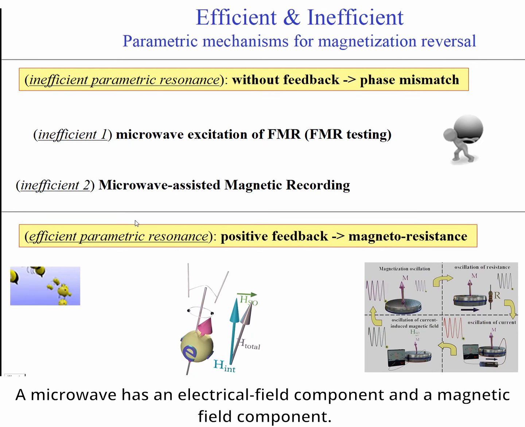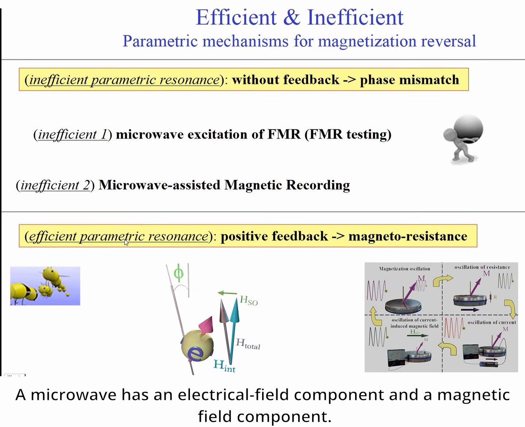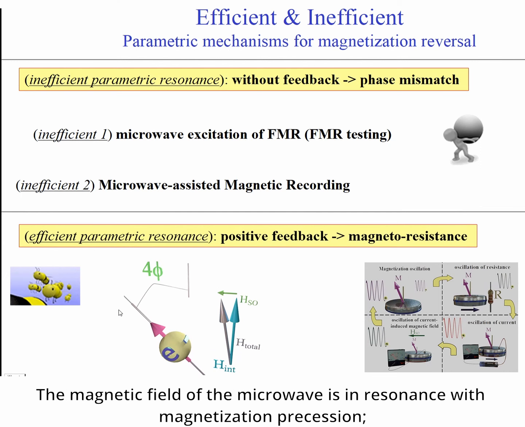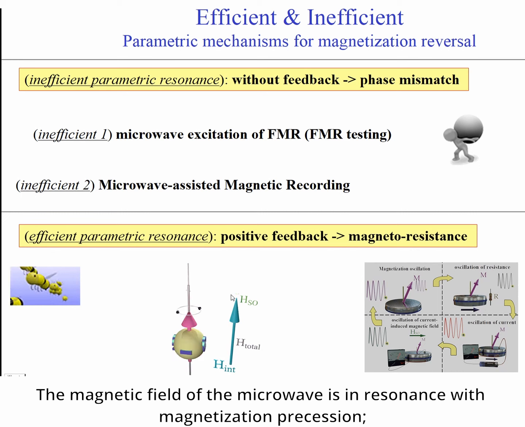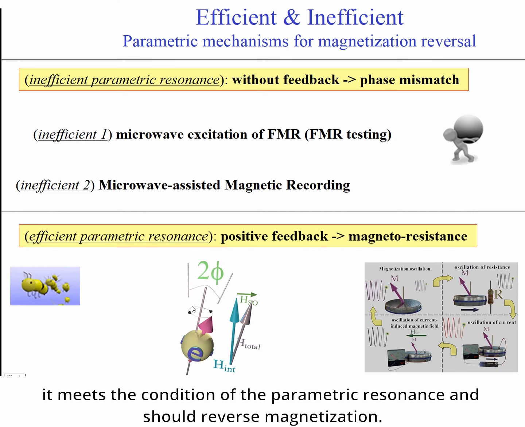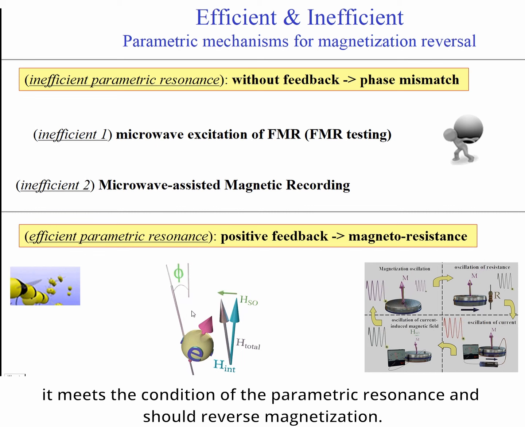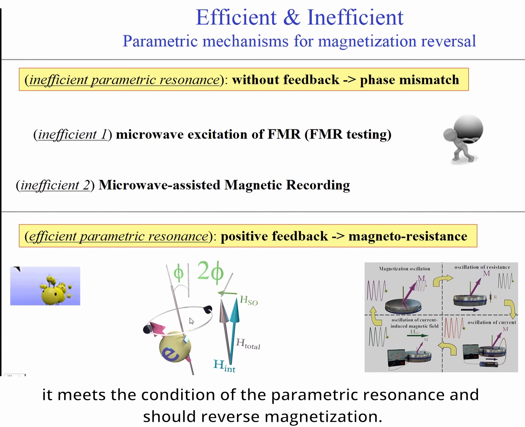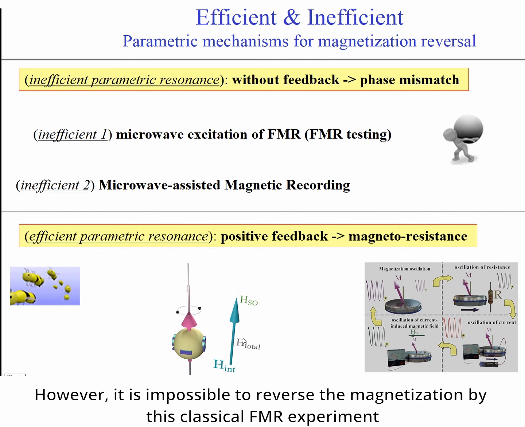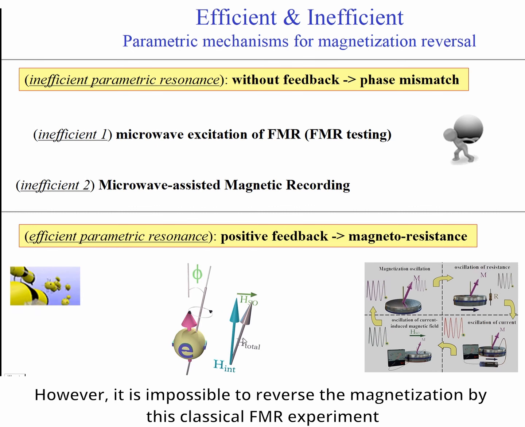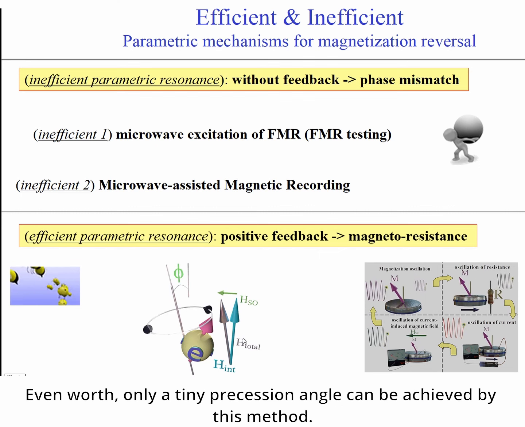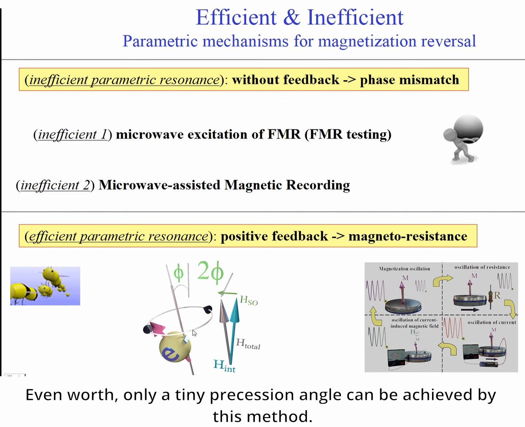A microwave has an electrical field component and a magnetic field component. At resonance frequency, the magnetic field of the microwave is in resonance with the magnetization precession. It meets the condition of the parametric resonance and should reverse the magnetization. However, it is impossible to reverse the magnetization by this classical FMR experiment. Even worse, only a tiny precession angle can be achieved by this method.